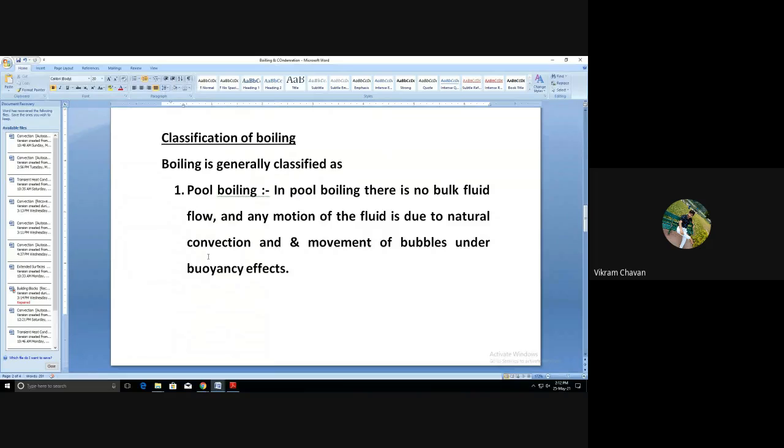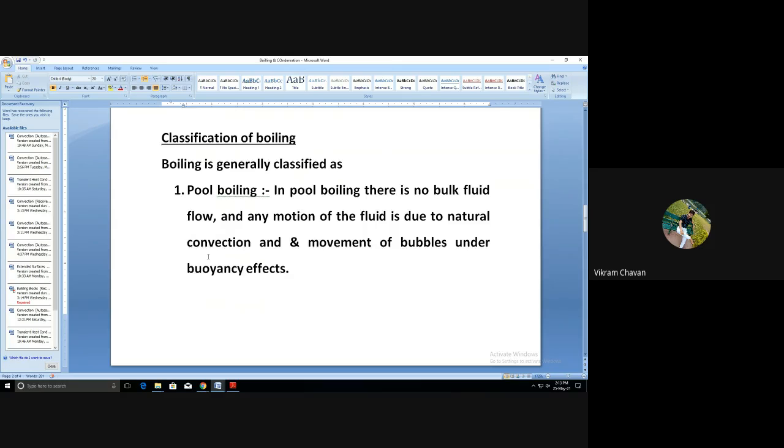When we start boiling, the bubble formation will start in that particular region of the heater, or at the bottom of that particular device. When these bubbles detach from the surface, they travel to the surface and go out of the liquid. So pool boiling is what? In pool boiling there is no bulk fluid flow, and any motion of the fluid is due to natural convection and the movement of bubbles under the buoyancy effects.